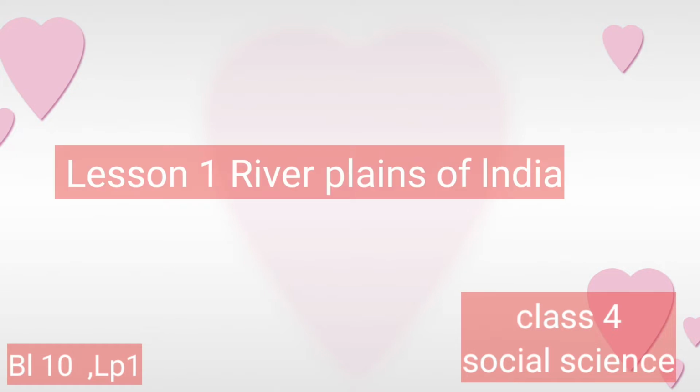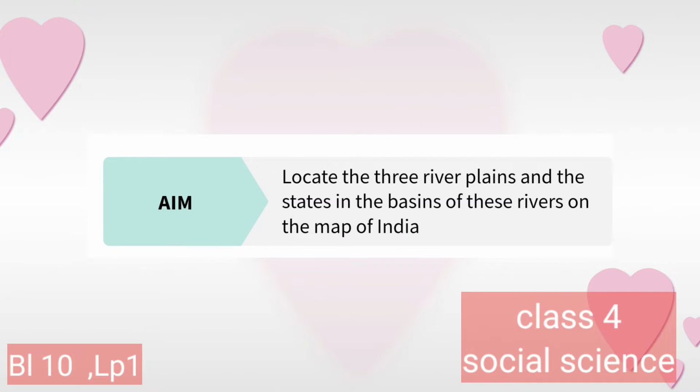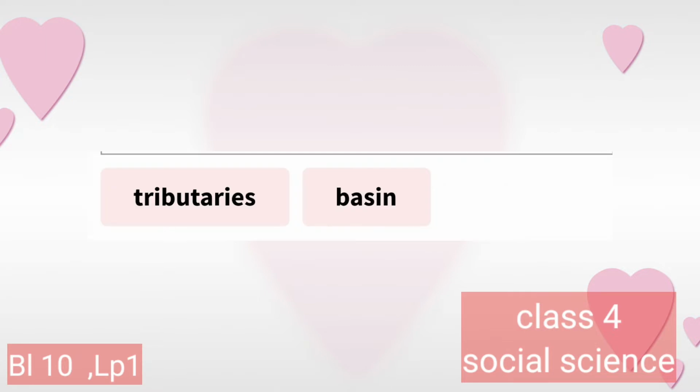So let's discuss the first lesson from this block, which is River Plain of India. The aim of this lesson is to locate the three river plains and the states in the basin of this river on the map of India. Keywords: tributaries, basin.